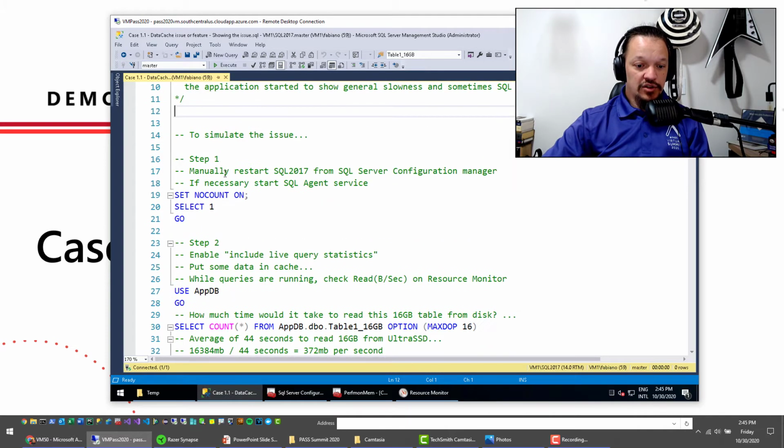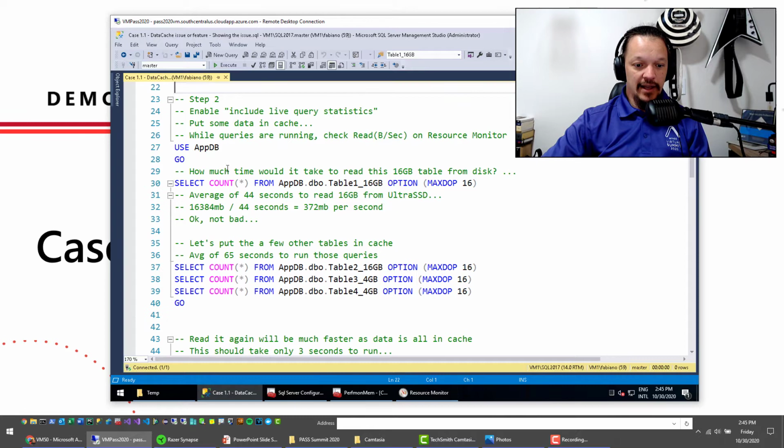So to simulate the issue, I just restarted the instance, so I don't need to run step one again. I will start by reading some data and inserting this data into the buffer pool data cache. So this is the first time I'm reading this 16 gig table. So it might take 44 seconds to run because it is going to read all the data from disk and then insert and put them in the memory.